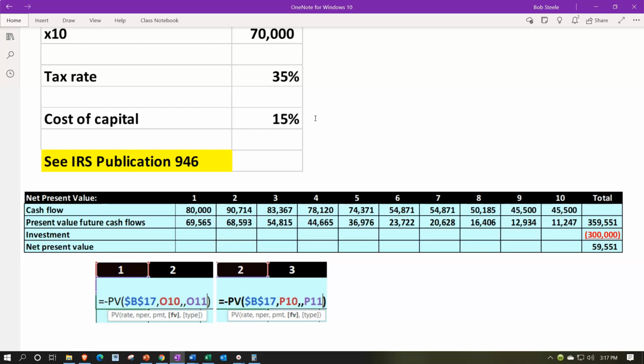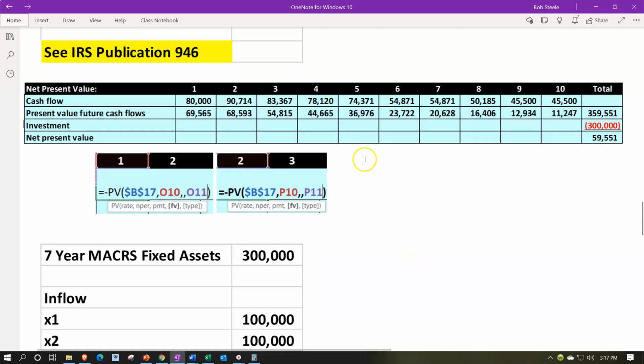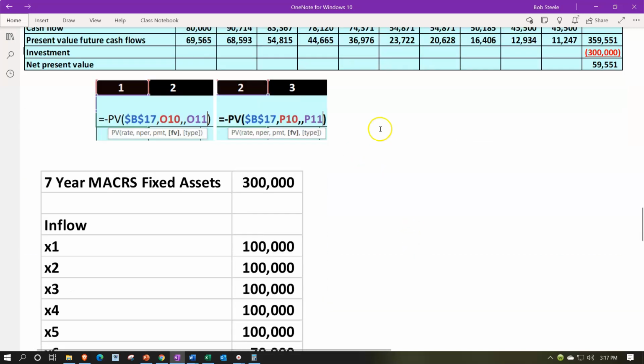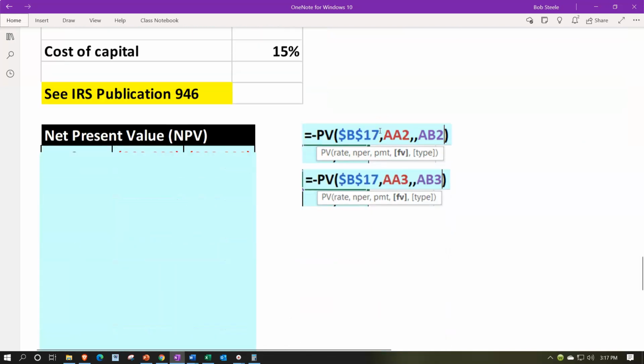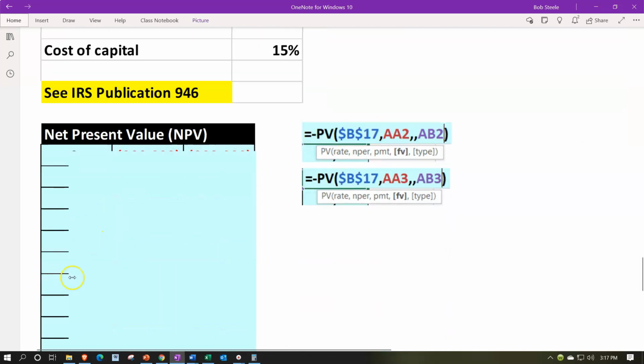So it's above the 15%. We don't know exactly what it is. We could calculate the IRR, and we'll take a look at that shortly. Let's just recalculate this using our vertical type of fashion that we've seen in prior presentations, looking something like this.